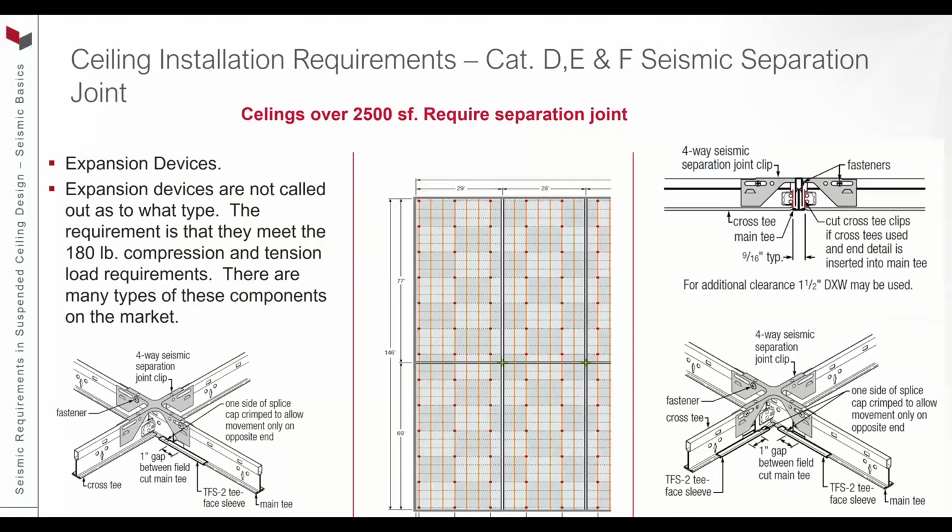And so when you have ceilings that are over 2,500 square foot in size, seismic separation joints are required. The seismic separation joints break up the ceiling into mostly equal sizes, and that allows for movement to occur in these larger ceiling areas. And so there are special clips that need to be installed after the ceiling is installed. You can install these clips that will allow for that movement to occur within the ceiling.